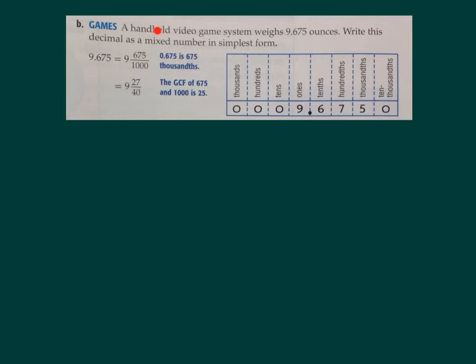In this problem it says a handheld video game system weighs 9 and 675 thousandths ounces. Write this decimal as a mixed number in simplest form. So again, the first thing I want to do is write the decimal number as a fraction. So I have 9, and then there's a decimal right after the 9 there. Okay, and that's the part where my fraction is going to begin.